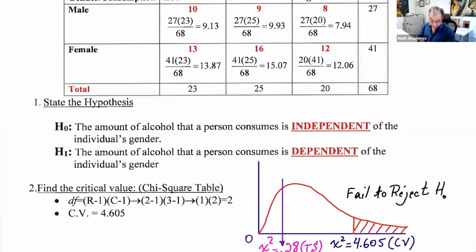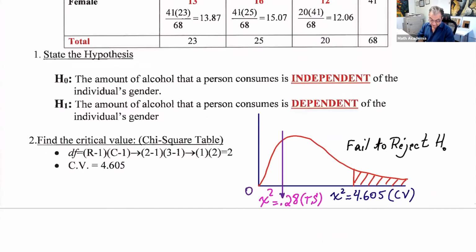Now, how do you write the claim for this? No numbers involved for this type of problems. H0, the amount of alcohol that a person consumes is independent of the individual's gender. H1 or HA, the amount of alcohol that a person consumes is dependent on the individual's gender. Remember, H0 is always independent and H1 is always dependent. So any type of problem you have, if you're checking for independence, for H0 you write independent, and for H1 you write dependent.